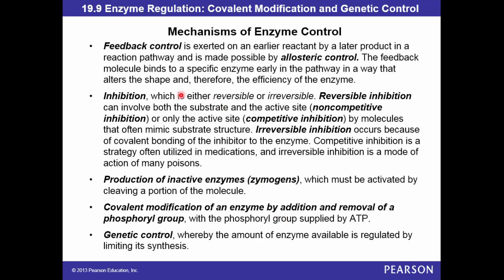And here is a summary of the mechanisms of enzyme control. Feedback control we talked about, inhibition we talked about, zymogen activation we talked about, covalent modification we talked about, which is the modification of an enzyme by addition or removal of a phosphoryl group, and finally genetic control, whereby the amount of enzyme available is regulated by limiting its synthesis.